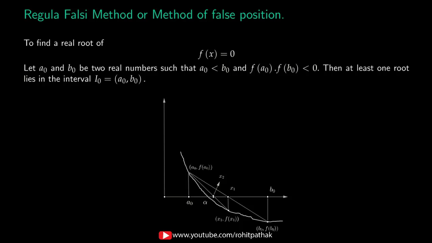In this way, we repeat this procedure until we pass through this root. Ultimately this chord will pass through the root. When it passes through the root, that point of intersection is taken as the approximate root of the equation. So this is the idea. Here we approximate the real root by taking the chord of the curve.